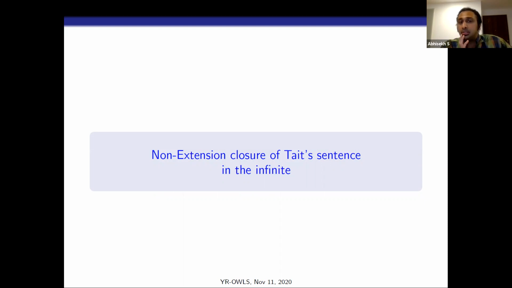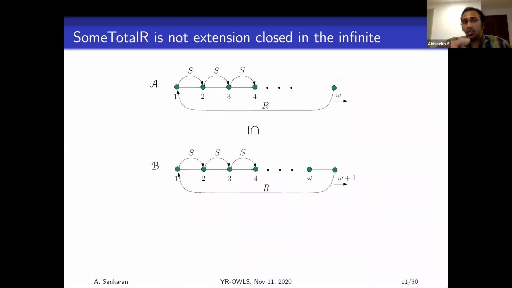But this sentence is not extension closed in the infinite, and here is the example. You have A, which is just the natural numbers along with a point at infinity. The point at infinity comes back to the first, the minimum element of the natural numbers, with the R edge. Then you have the usual successor relation. So basically you can keep going. B is a structure in which you have 2 points at infinity. You have a back R edge from the last point to the first point, and whenever you're in the finite, you can keep going to the next point. But in the infinite, from omega to omega plus 1, there is no S edge. First of all, it's easy to observe that A is a substructure of B. You delete this point at omega, you get exactly A.